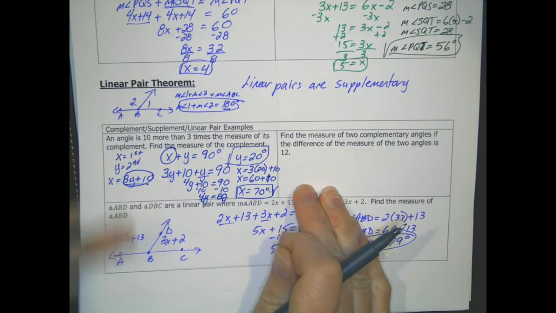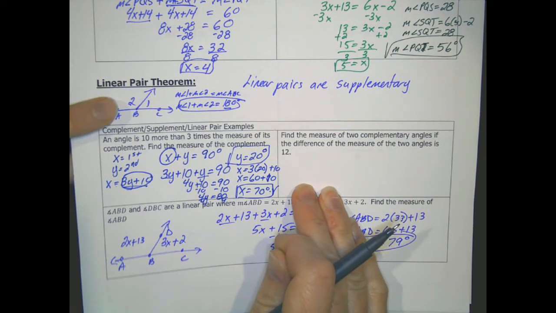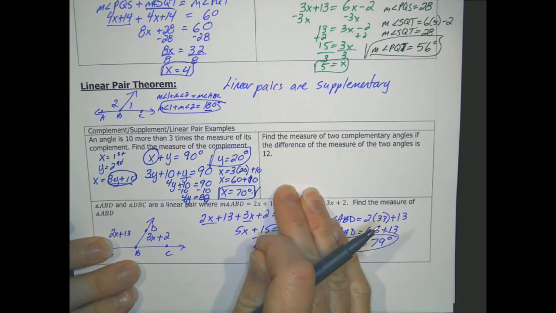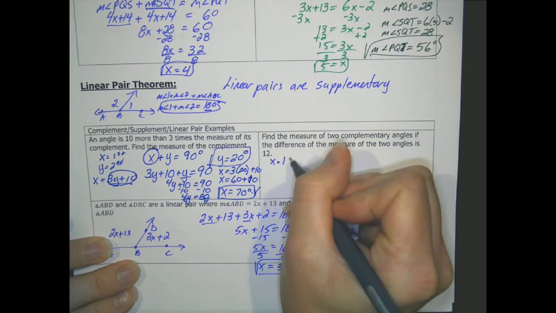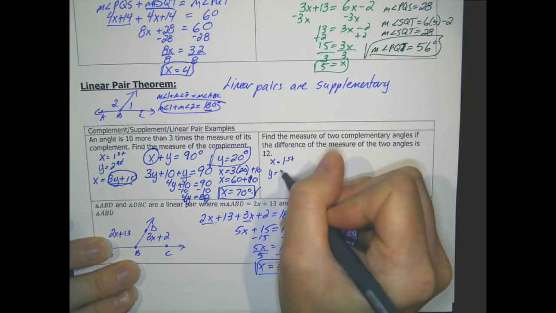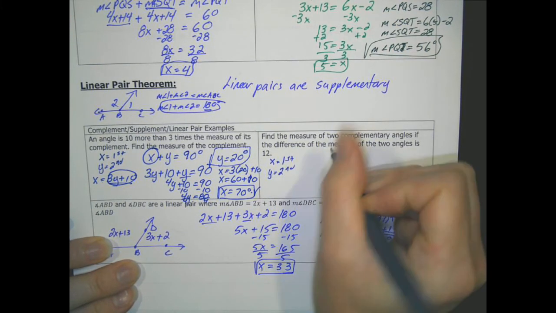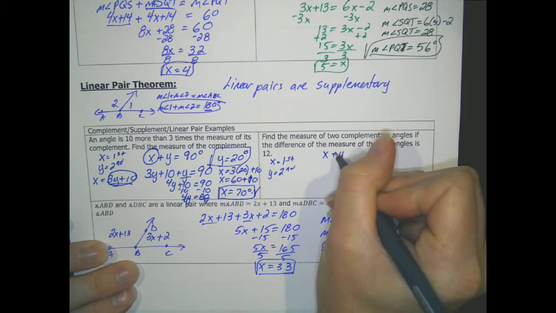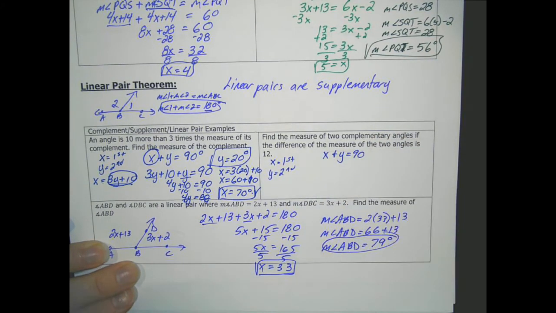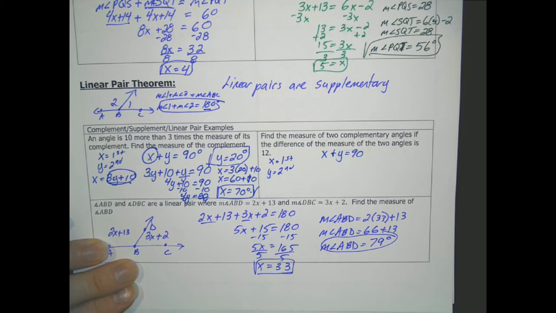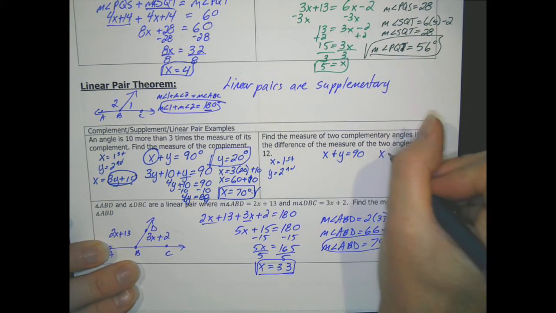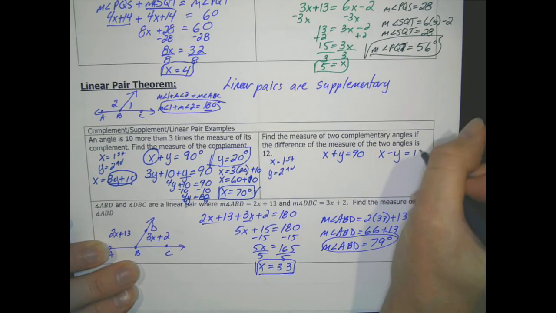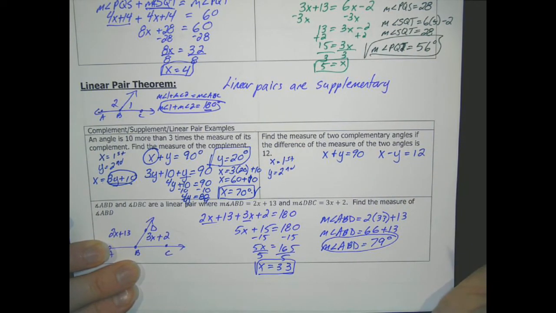Okay. It says find the measure of two complementary angles if the difference of the measure of these two angles is 12. So I'm going to do the same thing. x is my first angle, y is my second angle, and I know x plus y is equal to 90. If the difference of the measures of those angles is 12, well, that also tells me that x minus y is equal to 12.